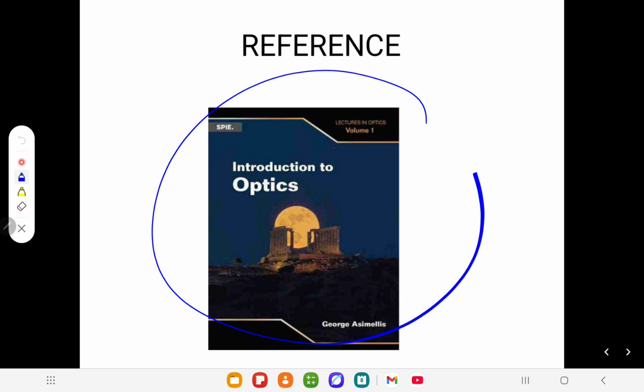Today I have taken only one reference, from one of my beloved professors, Professor Dr. George S. Melich, and this is the only book I have taken.